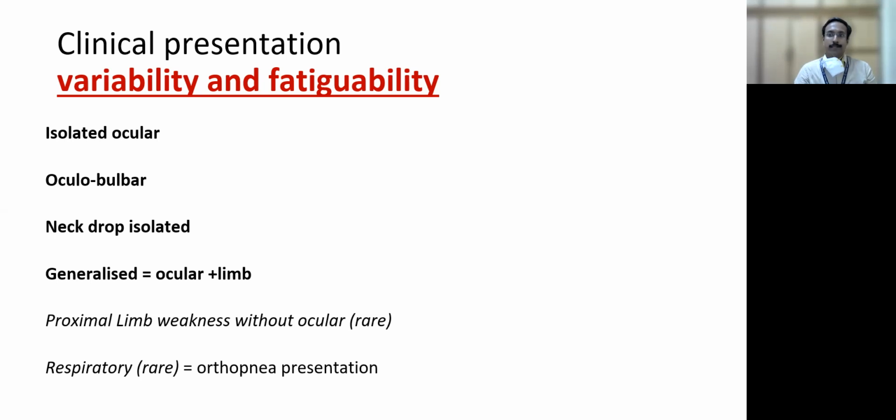Generally, the clinical syndromes in which we consider NMJ are when they come with either isolated ocular symptoms, ocular bulbar symptoms, focal midline weakness, or generalized limb weakness, plus or minus ocular weakness. So these are the scenarios where one considers neuromuscular junction disorders. Very rarely one can see limb girdle kind of weakness without ocular involvement, or an isolated orthopnea-like presentation. These are quite rare. But in common clinical practice, the first, second, and the fourth one are what normally one sees.